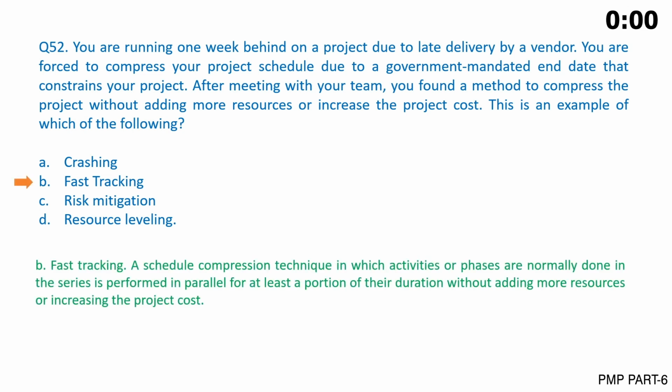The answer is B. Fast tracking. A schedule compression technique in which activities or phases normally done in series are performed in parallel for at least a portion of their duration without adding more resources or increasing the project cost.